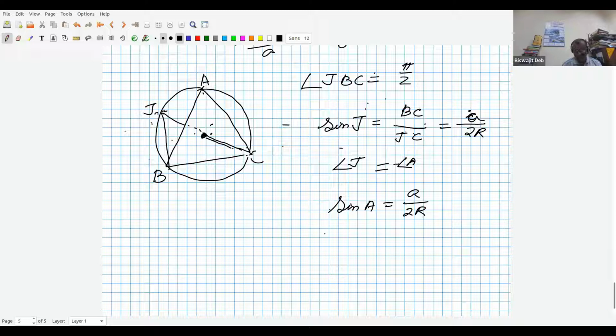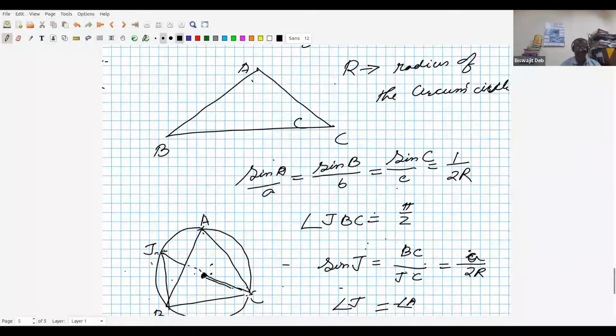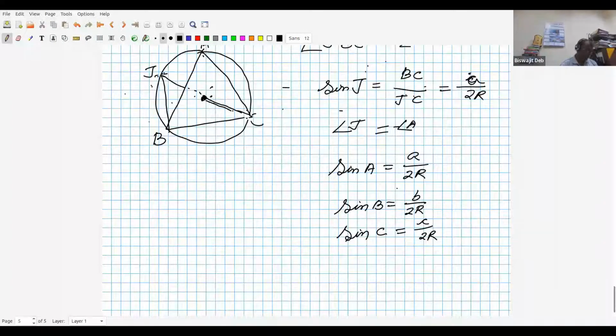If you use a similar argument, you will be able to say that sine of B is equal to b by 2r, because we don't have any inclination towards angle A. The same process works for angle C, and sine C is going to be c by 2r. If you combine these three, you get the relation: sine A by a, sine B by b, and sine C by c is equal to 1 by 2r. This relation is known as the extended law of sines.